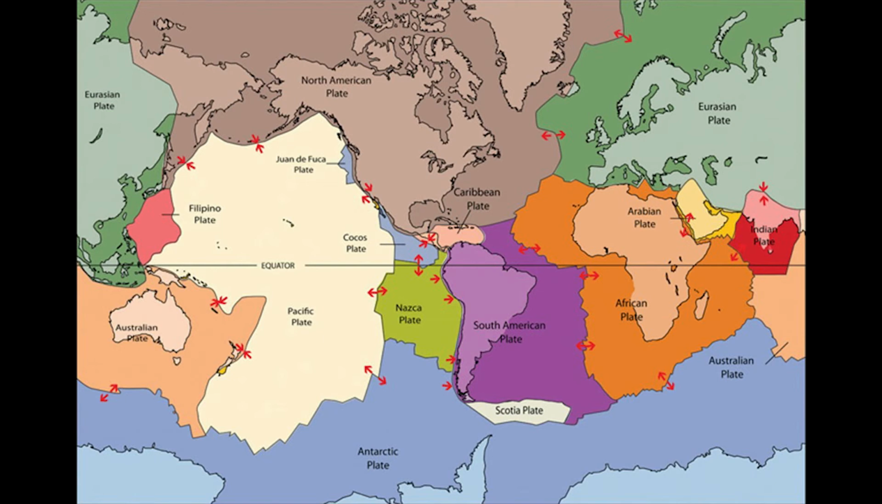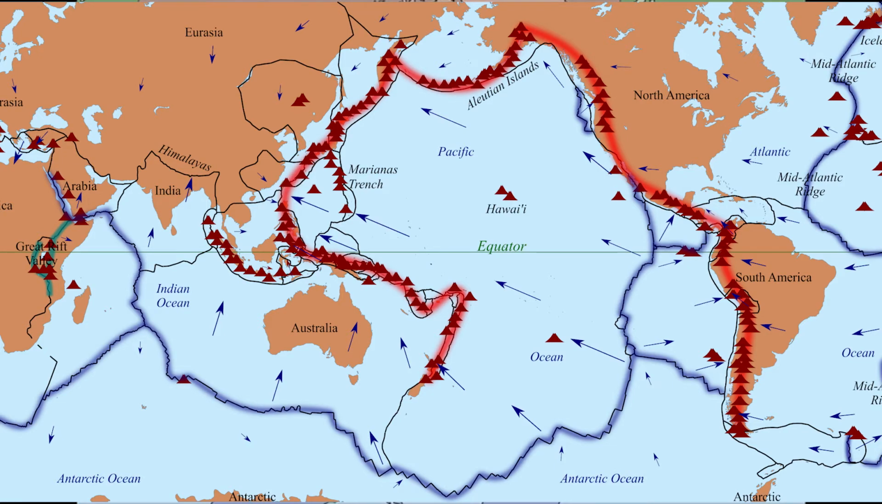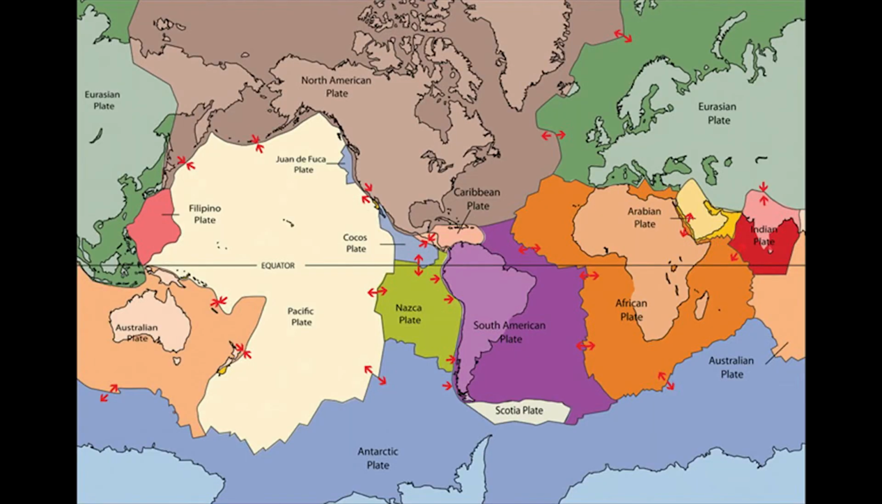This is where we get a lot of mountain building. This is where we get a lot of volcanoes. Because of this, the area around the Pacific Ocean is referred to as the Ring of Fire because of the volcanoes that basically circle around the Pacific Ocean. In the center of the Atlantic Ocean, we have a diverging plate boundary.